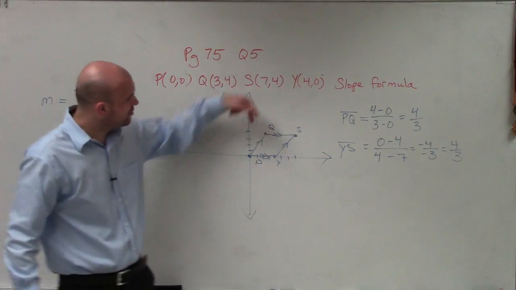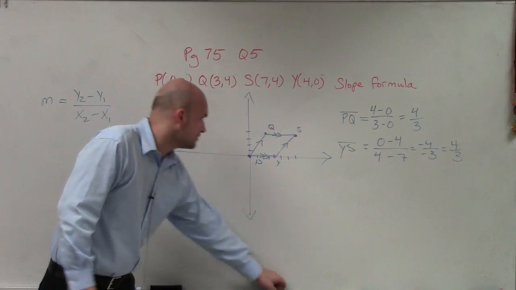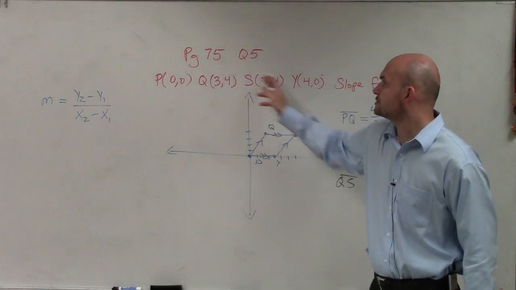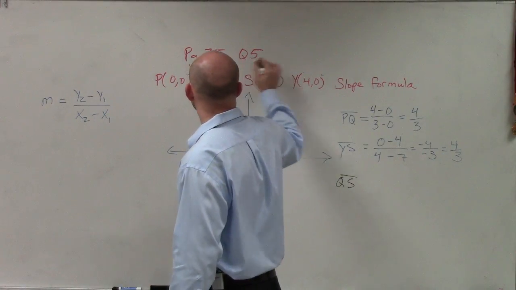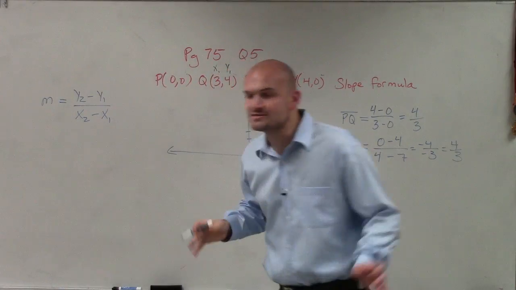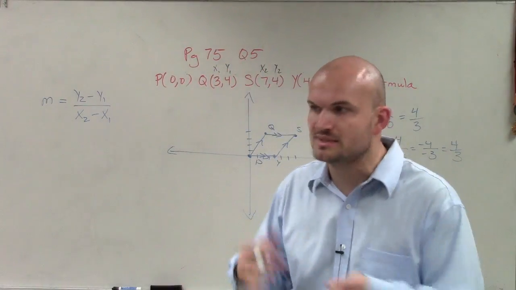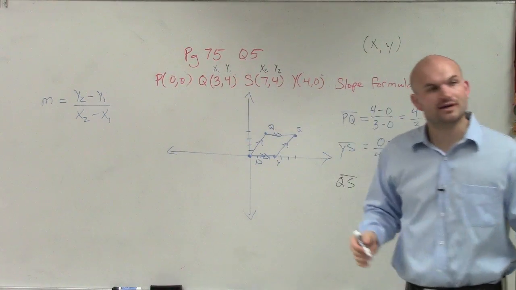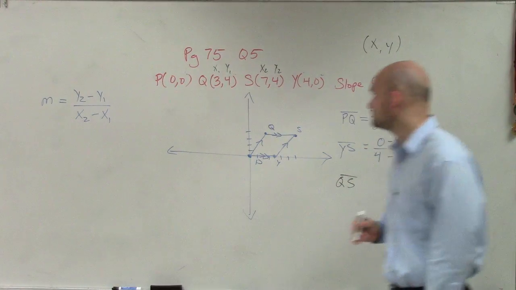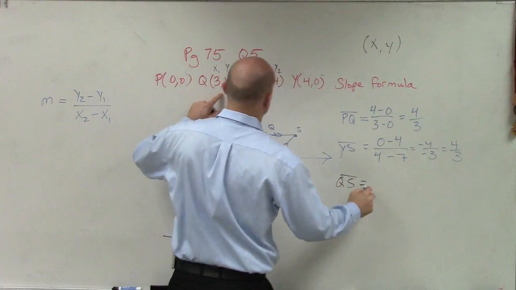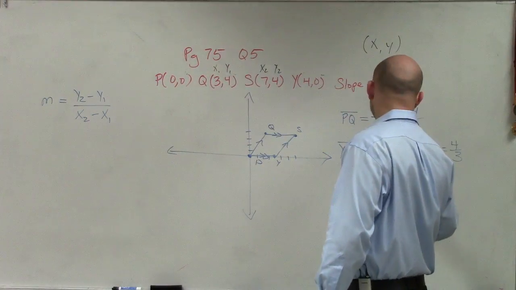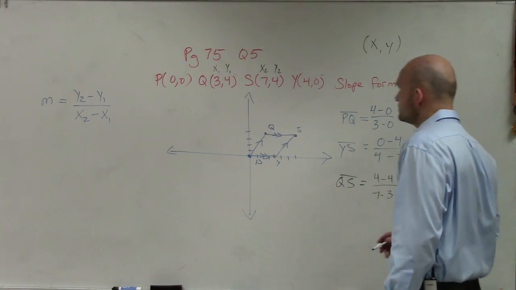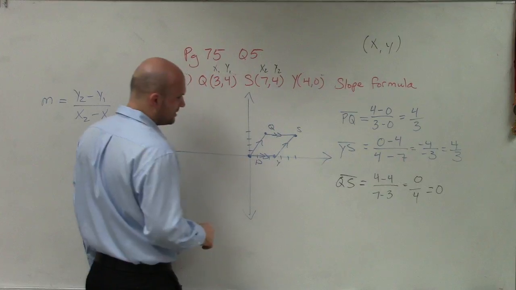Now, let's determine the slope of QS and PY. So first one I'll do is QS. So here's Q, here's S. I'll just label them. That's x1, y1, x2, y2. And again, guys, remember, do not confuse yourself about which one's 1 and which one's 2. It doesn't matter. Every coordinate point can be put in the form x, y. Just label one as the 1 and one as the 2. Just make sure you're consistent. So what I have here is 4 minus 4 over 7 minus 3, which is 0 over 4, which is 0. Oh, that's QS.